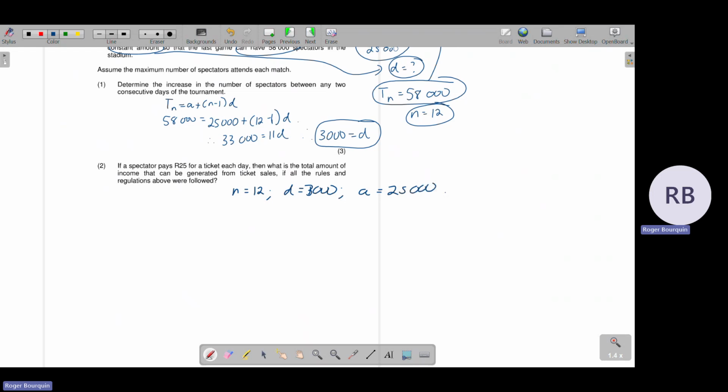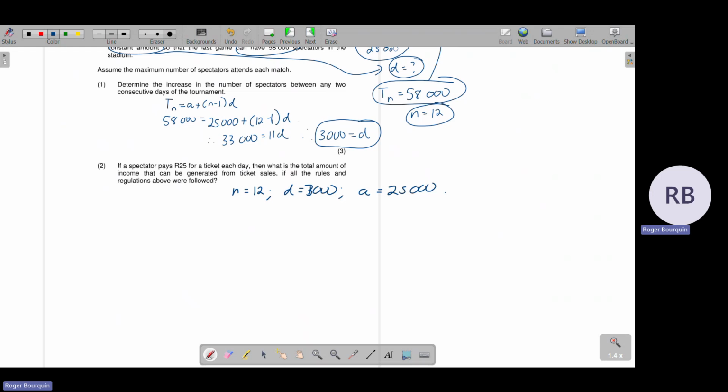Now the question says, if a spectator pays 25 Rand for a ticket each day, then what is the total amount of income that can be generated from ticket sales if all the rules and regulations above were followed? So, in order to find the total amount of money, we have to figure out what? The total number of spectators, right? And then we're going to times that by what?